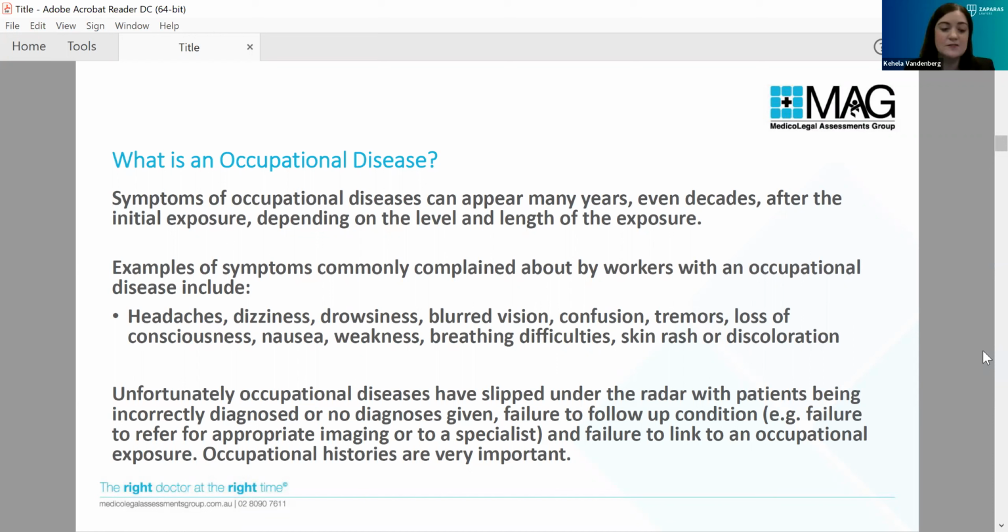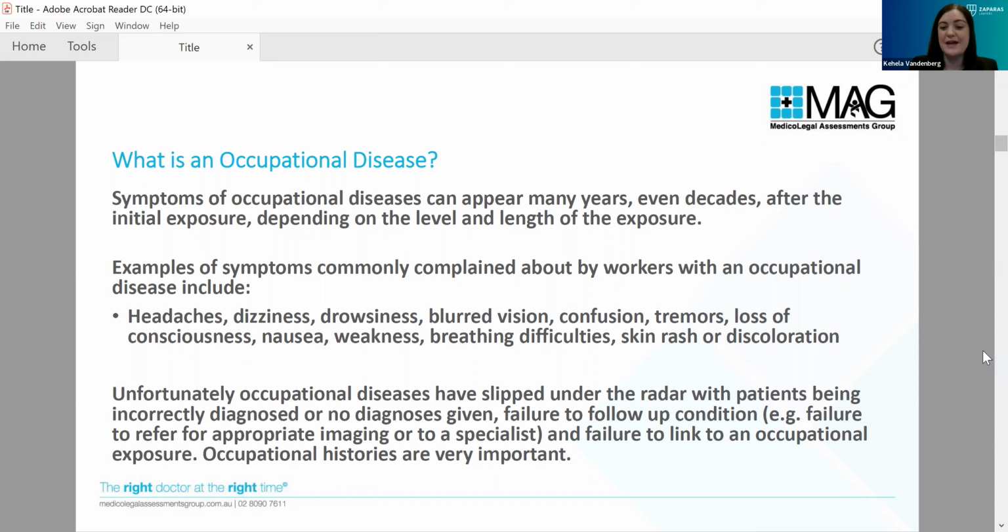And this is why occupational histories are so important. So if there's any doctors in the room, taking an occupational history may not necessarily be relevant sometimes in providing treatment or referrals for further treatment. It can be particularly relevant if that means that that worker can potentially seek compensation.